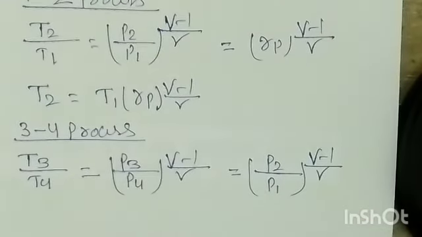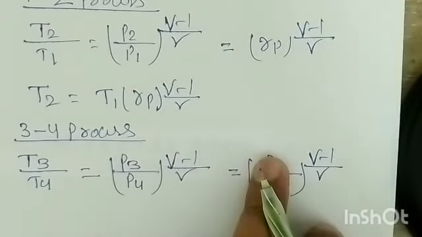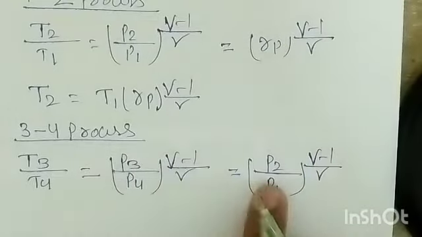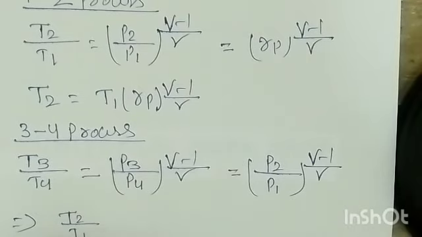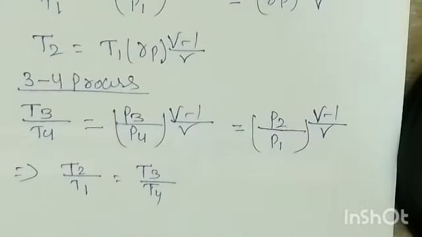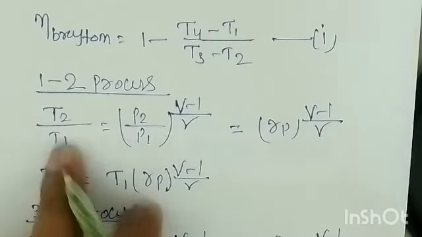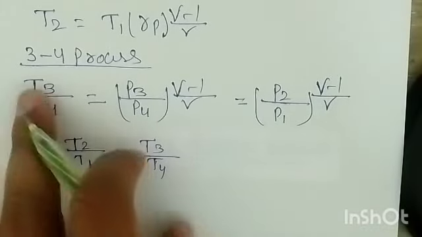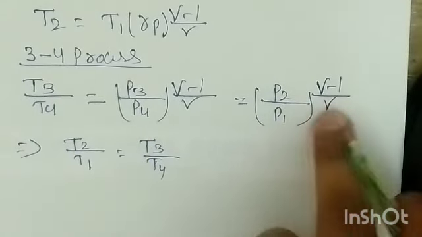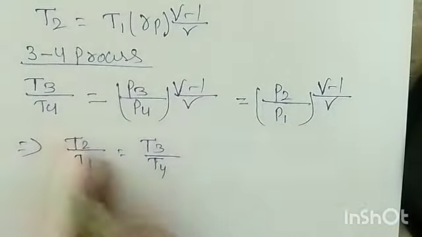Now P2 by P1 is Rp, so Rp to the power gamma minus 1 by gamma, which means these two sides are equal. So on behalf of that you can say that T2 by T1 is equal to T3 by T4. Alright, see here, in the 1 to 2 process T2 by T1 is Rp to the power gamma minus 1 by gamma, and in 3 to 4 also, T3 by T4 is equal to Rp to the power gamma minus 1 by gamma. So as the RHS is the same, the LHS will also be the same.